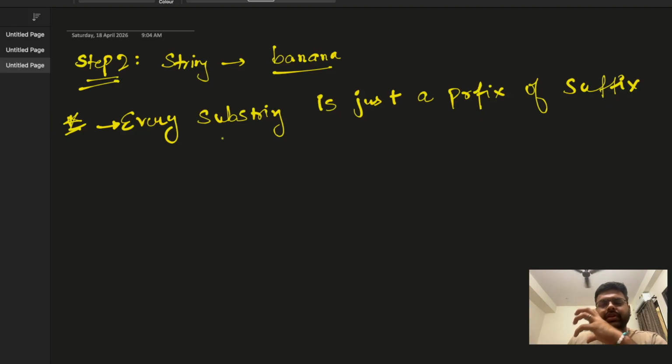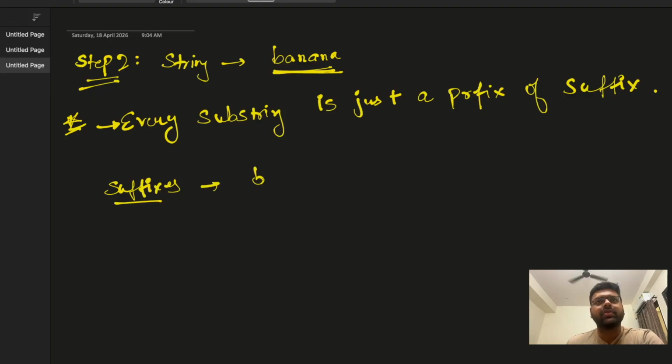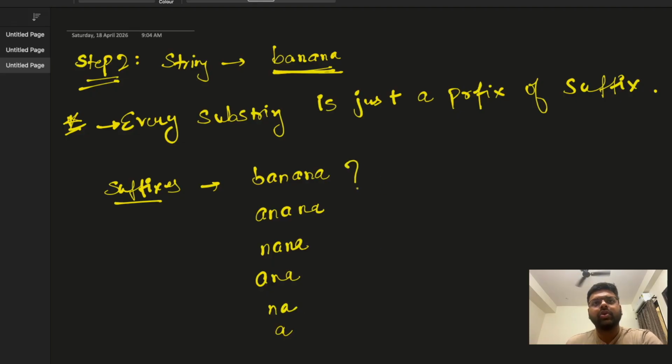Okay, so the line is saying every substring is just a prefix of a suffix. This might seem a bit confusing, but let me explain. Let me consider this particular string, banana. Now let's write all of the suffixes of this string. So if we talk about suffixes: banana, anana, nana, ana, na, and a. These would be all of the suffixes possible, right?